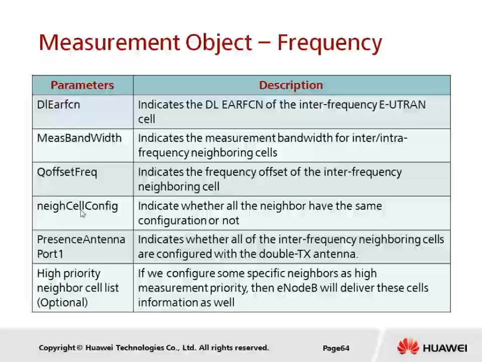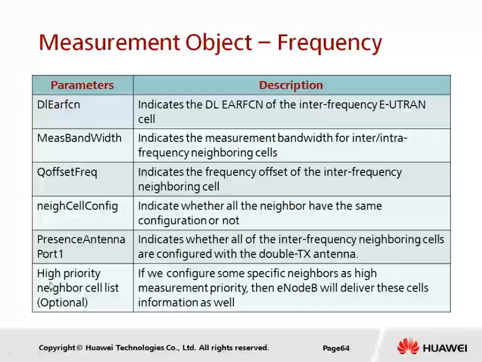Neighbor cell configuration. That is to inform the users whether all of the neighbors of that particular frequency have the same TDD configuration or not. So this is specifically used for LTE TDD. Are they having the same subframe configuration or not? Presence antenna port 1. This is to inform whether all of the neighboring cells of that particular frequency are configured with double transmitter antenna or not.